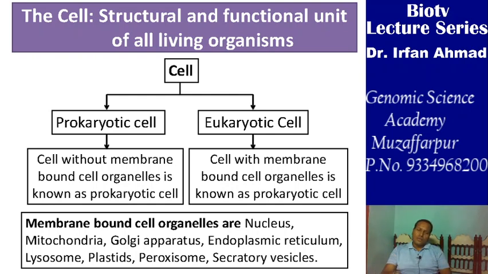intracellular membrane bound cell organelle system, meaning thereby cell organelles or subcellular compartments or intracellular cell organelles are present in eukaryotic cells. So, on the basis of prokaryotic and eukaryotic cellular organization, there are two types of organisms. One is the prokaryotic organism and the second type is the eukaryotic organism.